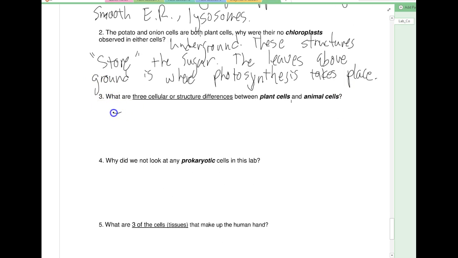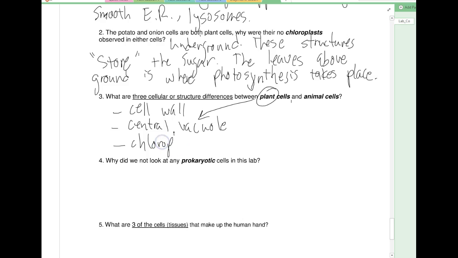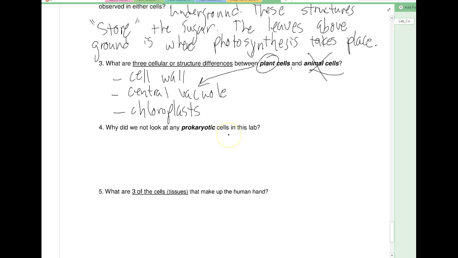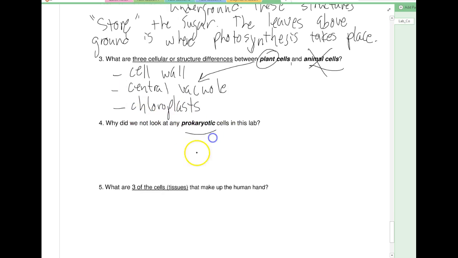Three differences. Well, plant cells have a cell wall. They have a central vacuole. And they also have what? Animal cells do not. Why did we not look at any bacteria, prokaryotic cells?